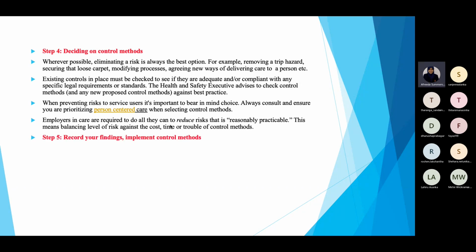And the last one is you record your findings and implement the control methods. Like I said before in the beginning of the class also, everything needs to be documented. If you have not documented, it means it's like nothing has really happened. So documentation is very, very important.